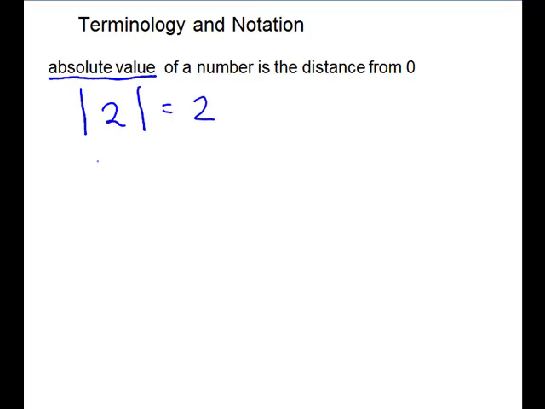We can also do absolute value of a negative number. This is asking how far is negative 2 away from 0. It still just wants to know distance, not direction. And this one is also 2 spaces. So the long straight marks mean absolute value. They have a special meaning.